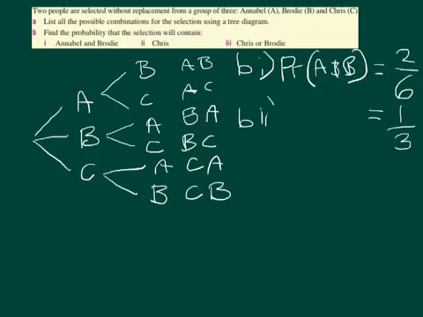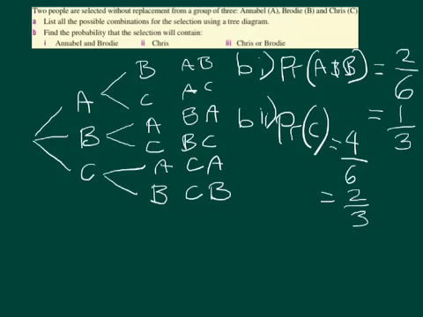Part 2 is saying that the selection will contain Chris. So again, we come over to our outcomes and we say Chris is 1 there, 2, 3, 4. So the probability of having Chris in the mix is going to be 4 out of 6. Again, we divide and simplify. So we have 4 divided by 2 is 2, 6 divided by 2 is 3.